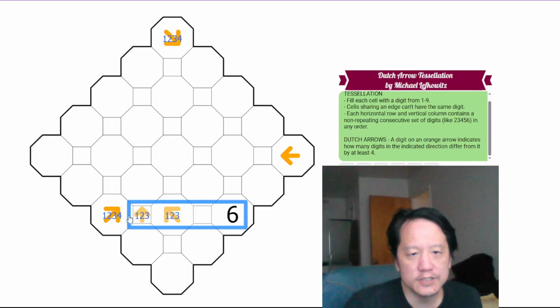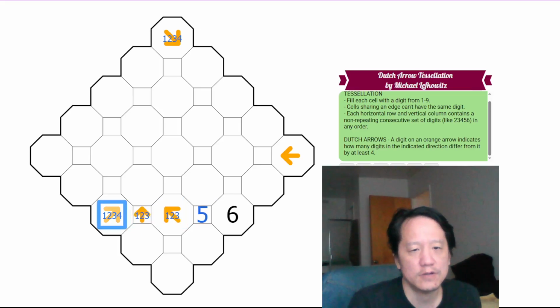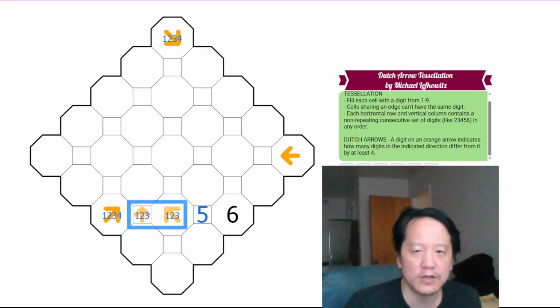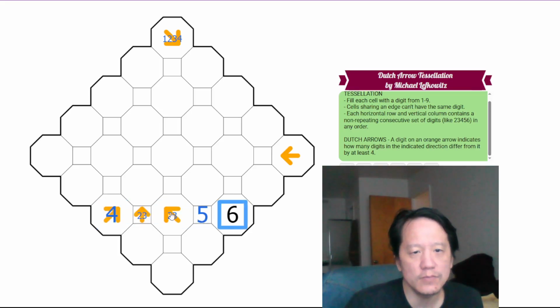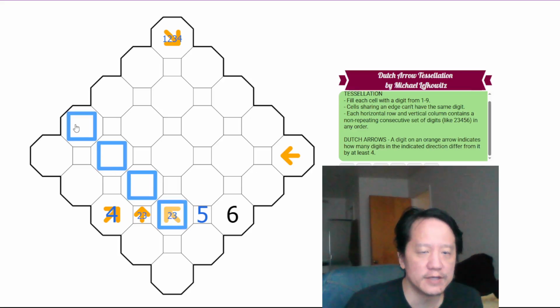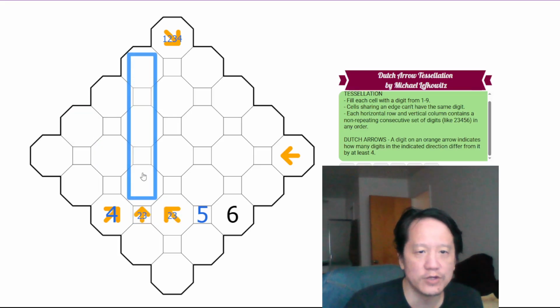So we have a guaranteed this has to be 6 with 5, 4, 3, and 2. So this has to be 5 here. This has to be a 2, 3 pair here. And then this has to be 4 here, because there's no other possibilities for this as a consecutive set. So this has 2 or 3 that are going to be 4 or more away from it in that direction. This has to be 2 or 3.